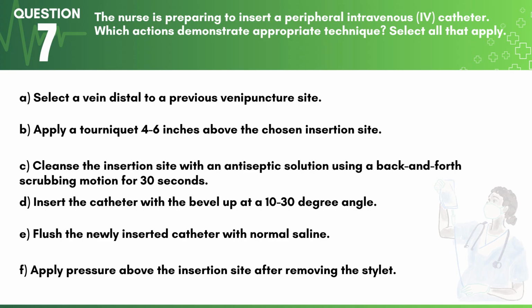C. Cleanse the insertion site with an antiseptic solution using a back and forth scrubbing motion for 30 seconds. D. Insert the catheter with the bevel up at a 10 to 30 degree angle. E. Flush the newly inserted catheter with normal saline. F. Apply pressure above the insertion site after removing the stylet.